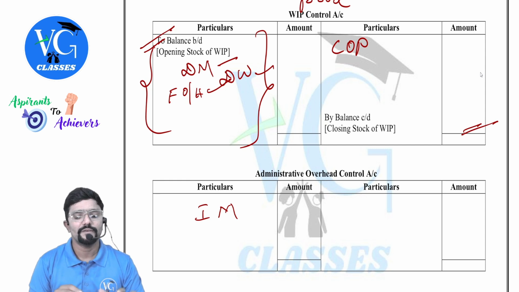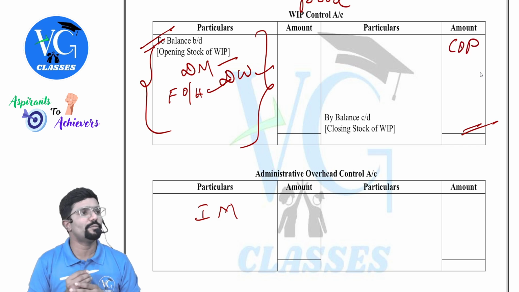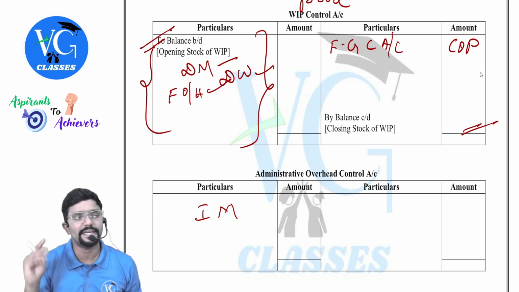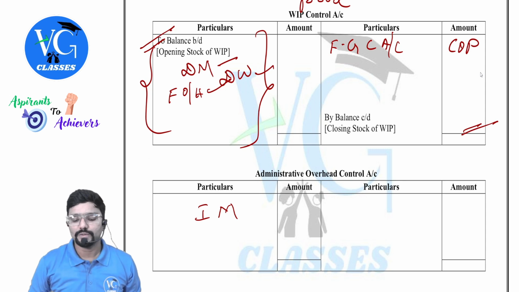Where do we send it, sir? Let me write COP here in the amount. The amount is called COP. We will send it to finished goods control account. Product is ready to sell. We are sending it to finished goods control account, sir.